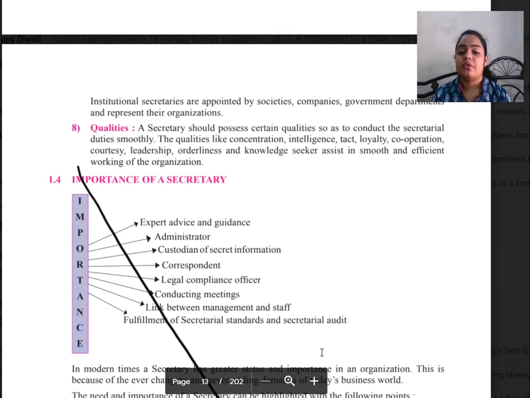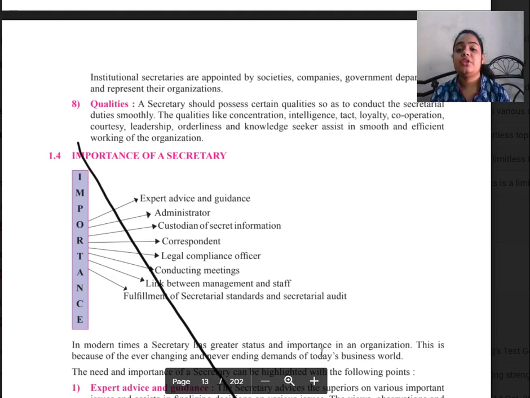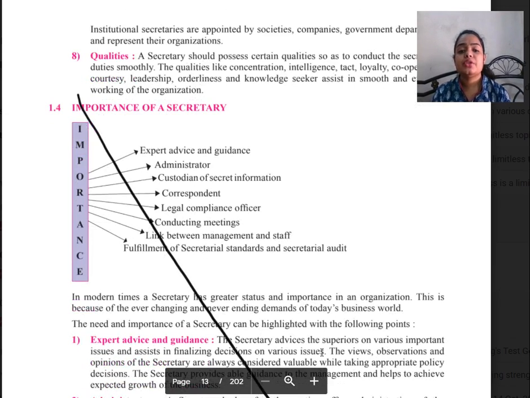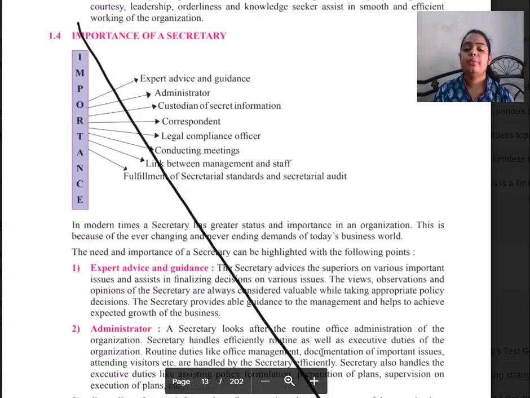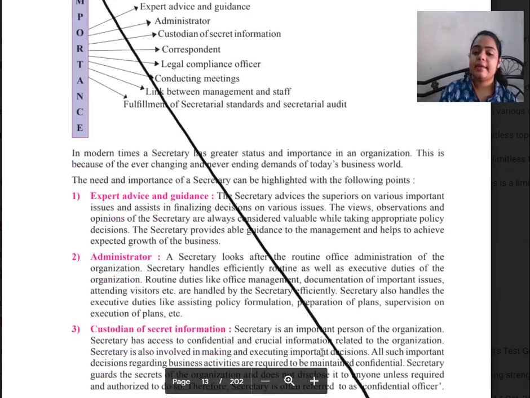We have seen about the features. Then next is the importance of a secretary, which has been omitted or which won't be asked for your examinations, but for information or just to know what is the importance of a secretary in an organization, you may go through these concepts also.